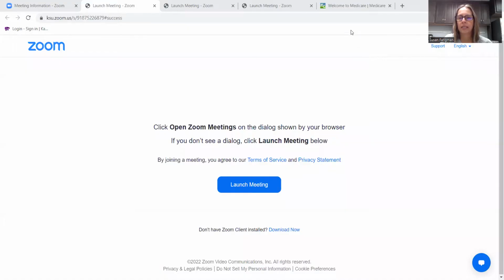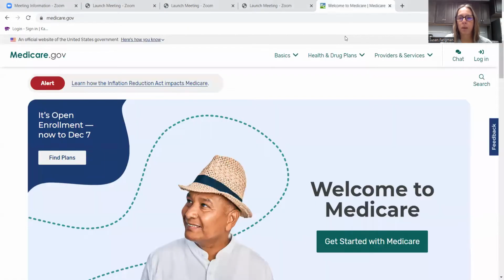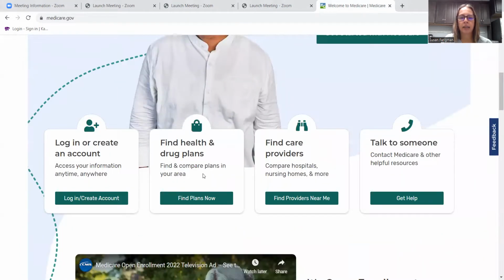Open enrollment is October 15th through December 7th, and the selections you make during that time will take effect in 2023. So I am going to share my screen and take you to the Medicare.gov website, which is where we will look through different prescription plans. So I'm going to scroll down a little bit, go to find health and drug plans.